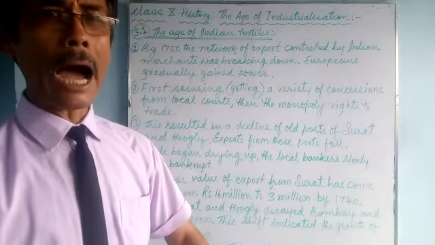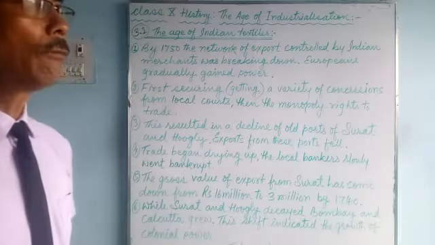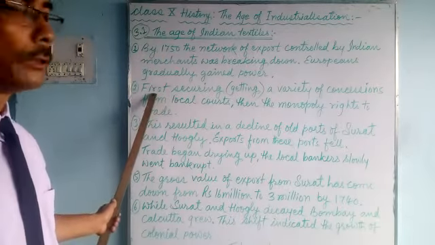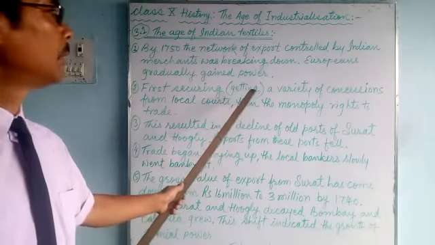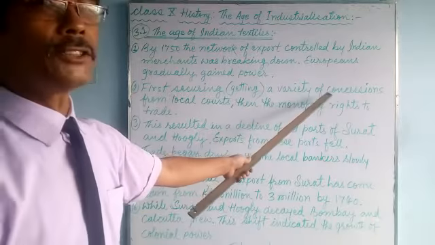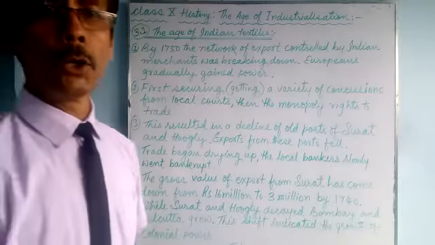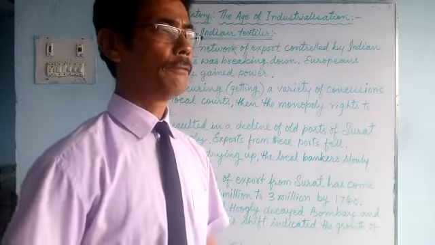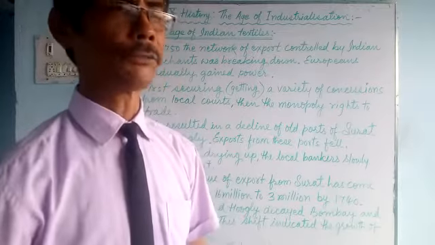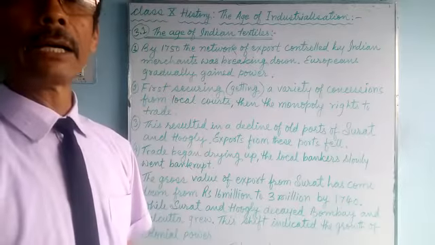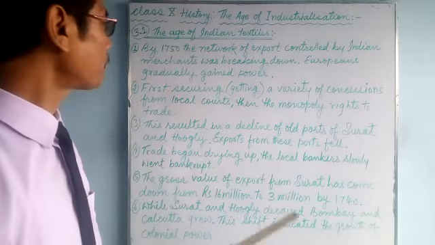How did they gain power? How did they enter this trade in India? Let us see now the reason. First, securing means getting the permission from the kings, securing a variety of concessions from local courts. Local courts means the kings. Many kings were there in India. They ruled various small parts of India. From local courts, they got concession, they got permission to trade in India.